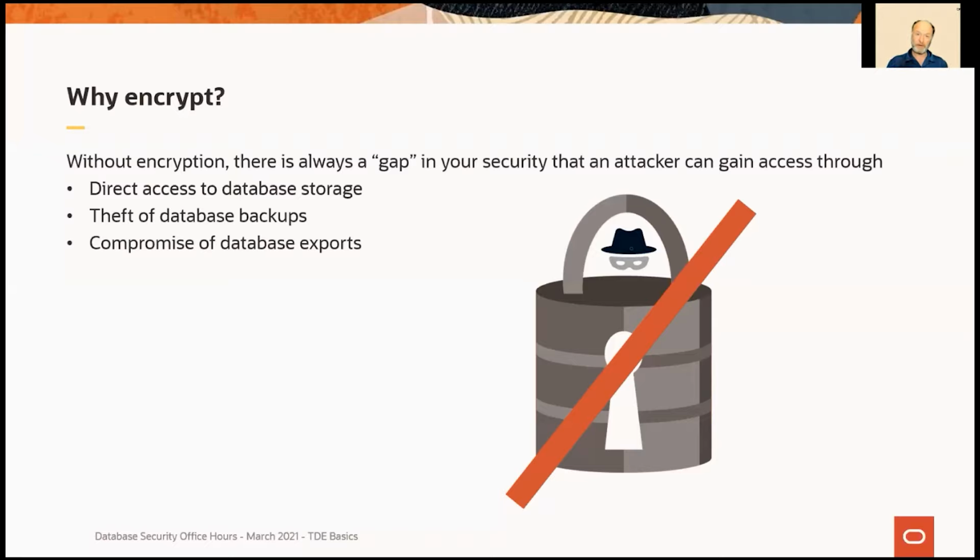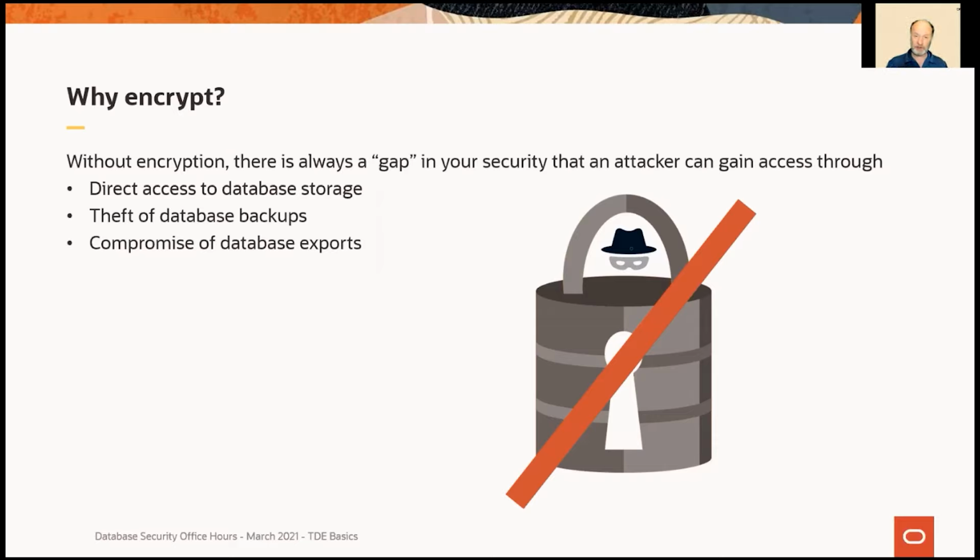If you back up encrypted data, the backup is also encrypted. So if an attacker manages to gain access to your backups, it doesn't matter. Data pump exports, if you encrypt your data pump exports, again, the data is encrypted. If an attacker gains access to the exports, doesn't matter, that data is encrypted. So for all of these reasons, we encrypt our data to prevent the risk that someone goes around our database controls and steals the data directly from storage, all right?